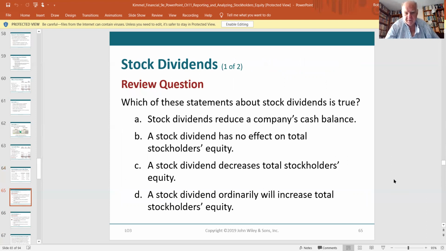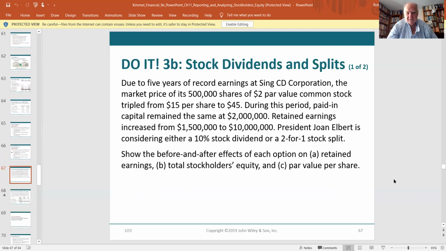Which of these statements about stock dividends is true? B is true. A stock dividend has no effect on total owner's equity, okay? Due to 5 years of record earnings, the market price of $2 has tripled from 15 to 45. Paid in capital stayed the same. Retained earnings went way up.